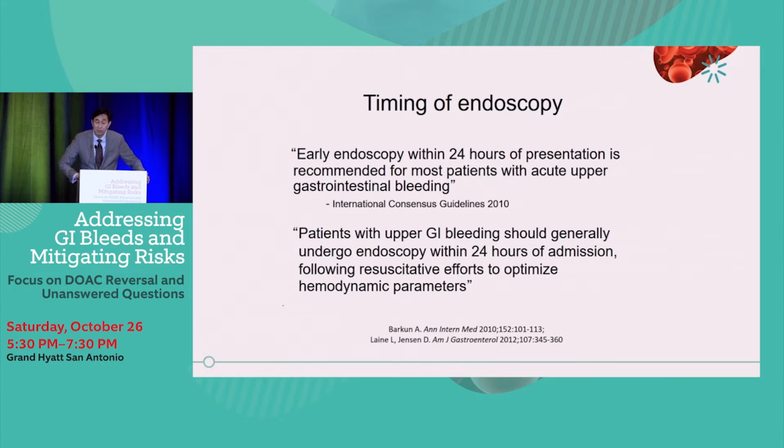So this goes back to the whole point of timing of the endoscopy. So when do we need to do the endoscopy? There has been a consensus that was published, as well as opinions from key opinion leaders. The consensus from the international group states that early endoscopy within 24 hours of presentation is recommended in most patients. And this has been echoed by experts such as Loren Laine at Yale, who says the patient with upper GI bleeding should generally undergo endoscopy within 24 hours of admission following resuscitative effort to optimize hemodynamic parameters.